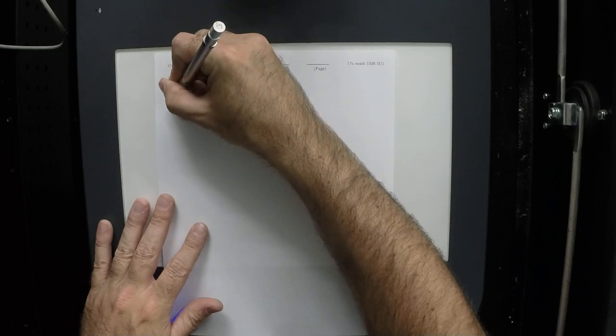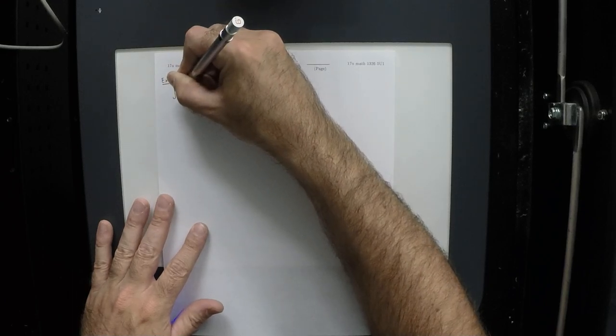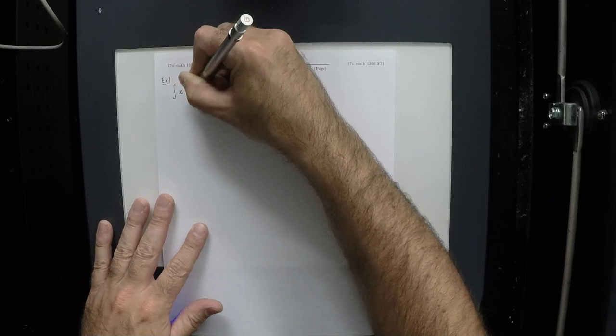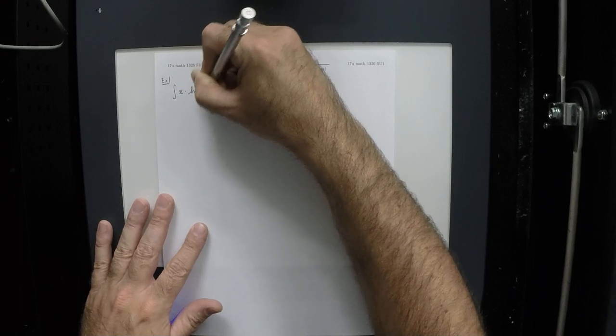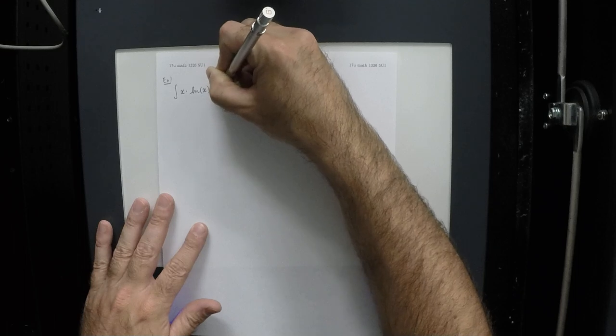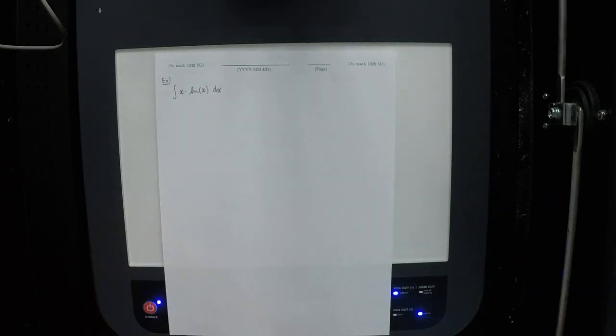So how about the antiderivative of x log x dx? Okay. So we want to anti-differentiate this, so we start at the top of the antiderivative procedure.